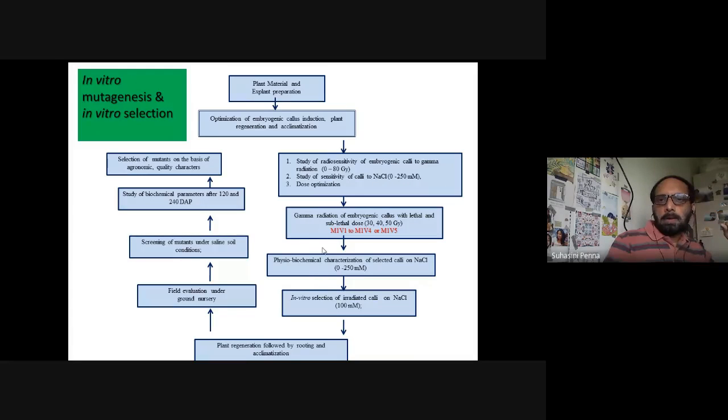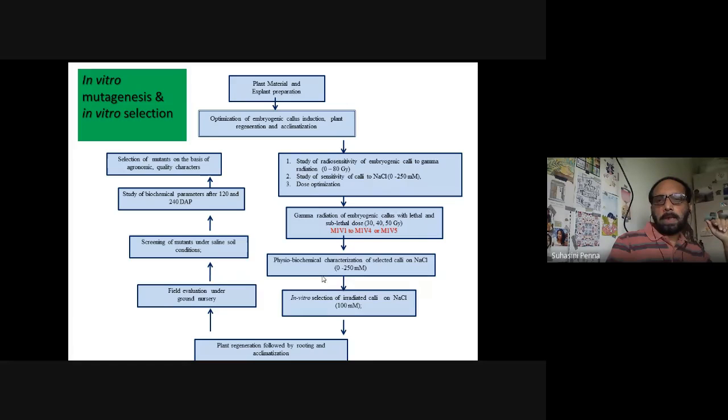Then take the LD50 dose and then grow the irradiated cultures. Then after that, we normally try to characterize the selected callus. Here I have written M1V1 to M1V4 or M1V5. V stands for vegetative propagation cycle. M stands for mutation cycle. So normally we go to V4, V5, or if it is required, we need to go to further generations, further cycles of multiplication.